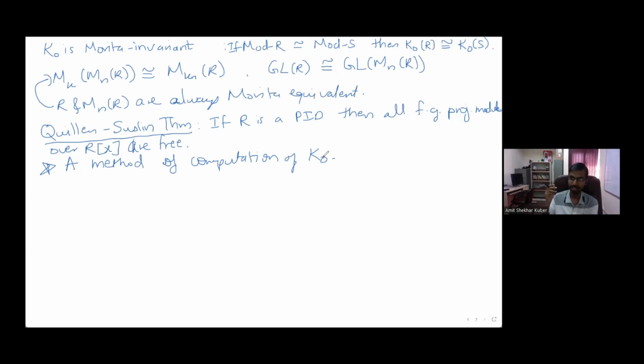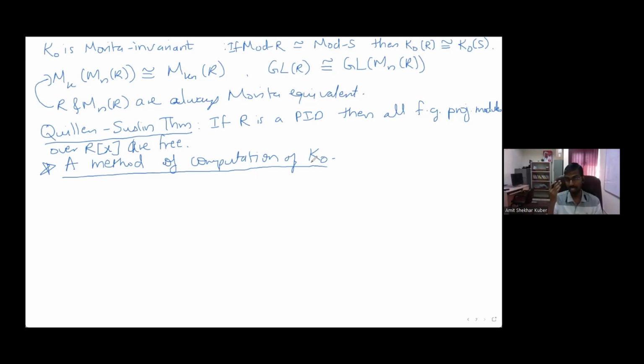And usually, K0 or K1, K2, Kn behaves a lot like a homology theory. In homology there is a long exact sequence. If you know, let's say, it's a 3-term long exact sequence and you know 2 terms, then you know the third one. I'm not saying exactly, but you have some knowledge of the third term.